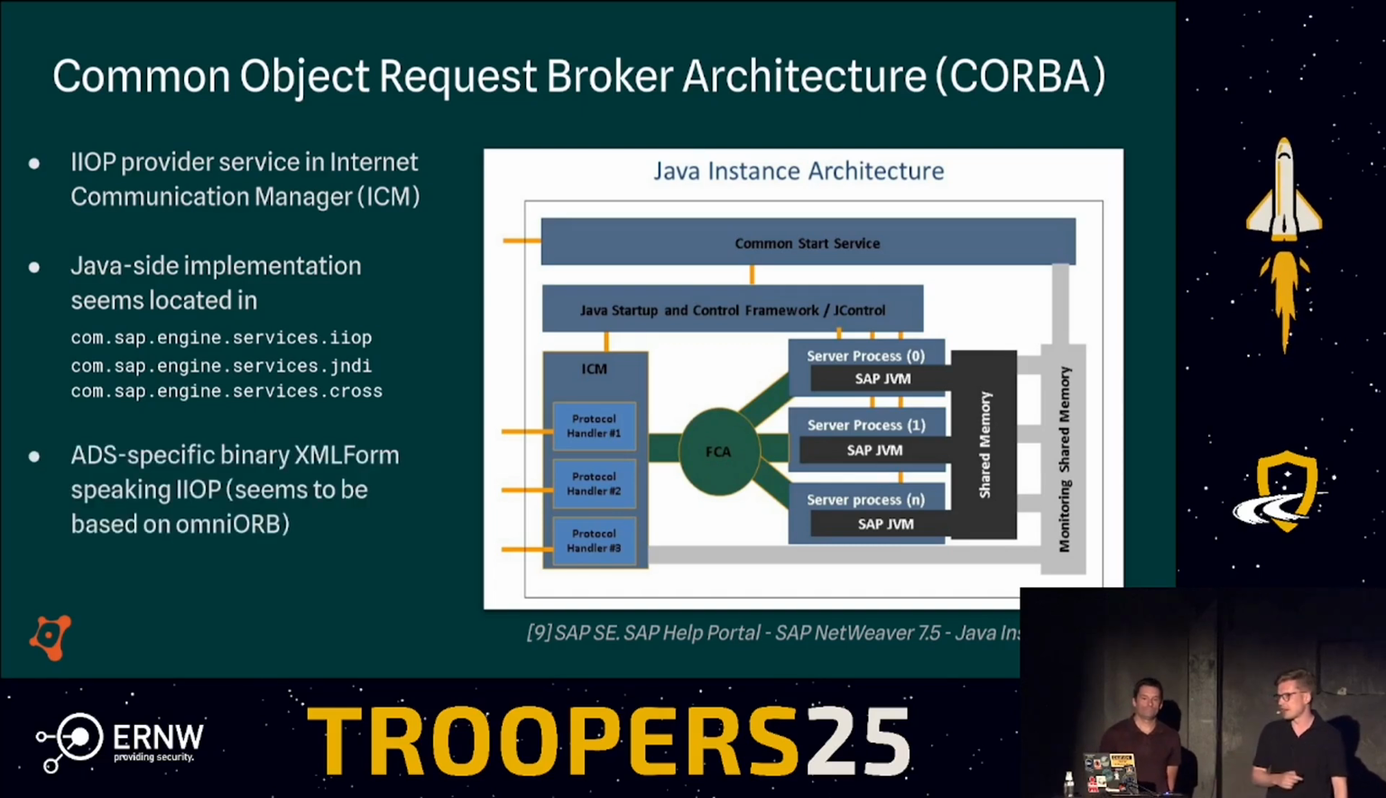And then finally, there is the XML form binary, which seemed to be something specific to ADS. And as we've already mentioned, we noticed that there was a communication going on between this binary and the Java backend through the ICM. And this communication was in both directions, right? So not only the XML form speaking with the Java backend, but also the other way around.